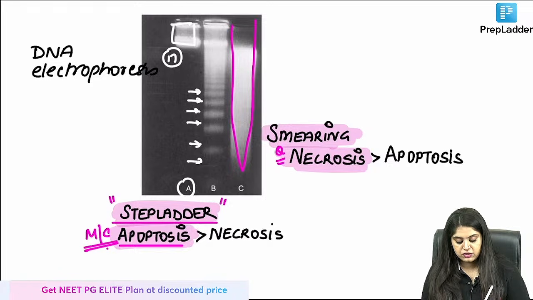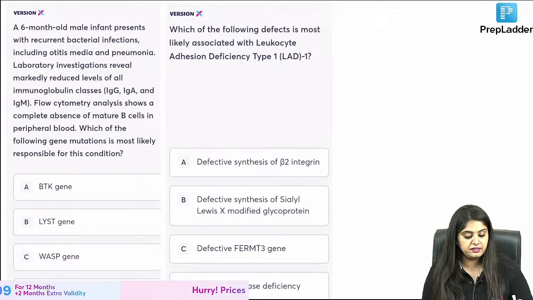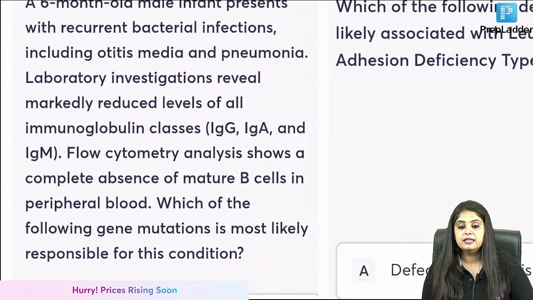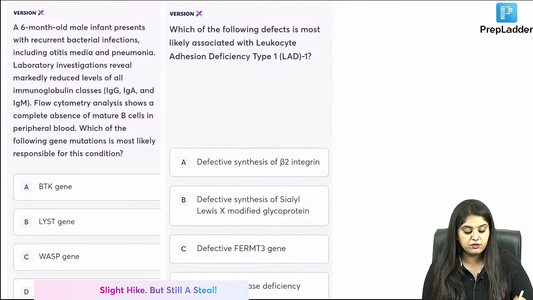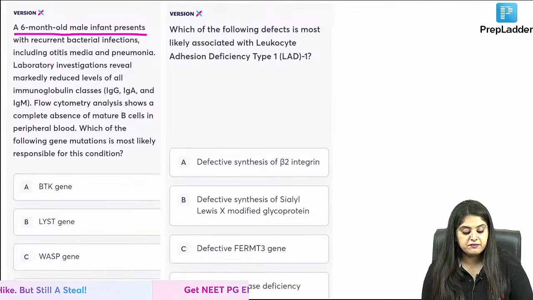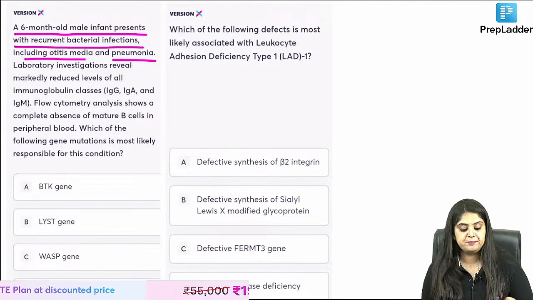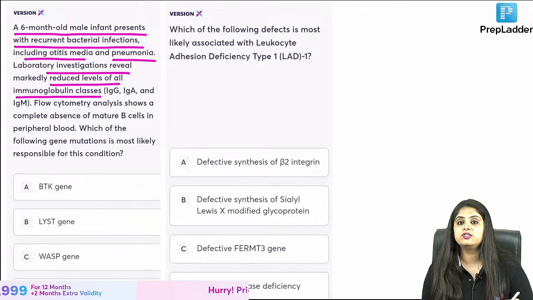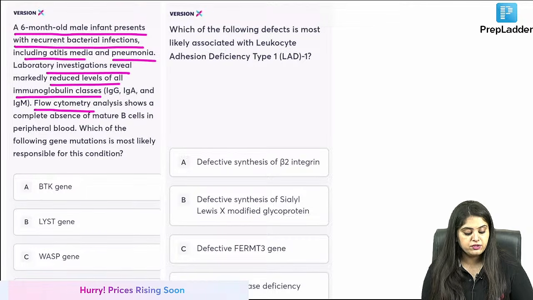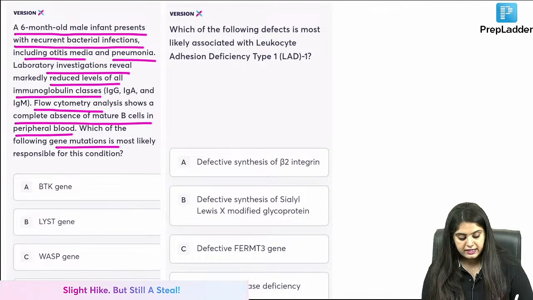Moving on to the next question, first I want you to solve these two questions from the Q bank and maybe then I can start discussing. Question 1, I'll give you time to read. There is a 6-month-old male infant who presents with recurrent bacterial infections including otitis media and pneumonia. Lab investigations show markedly reduced levels of all immunoglobulins, IgG, IgA, IgM. Flow cytometry shows complete absence of mature B cells in the peripheral blood. What is the most likely gene mutation?